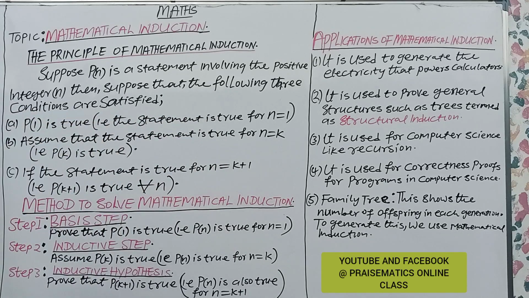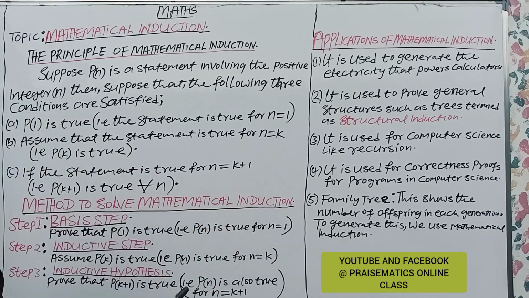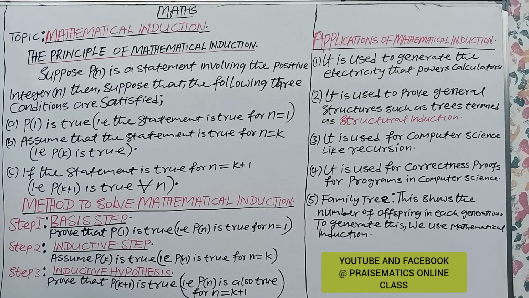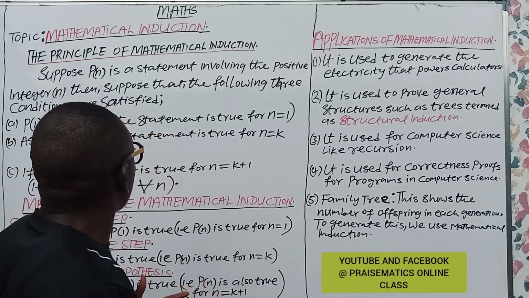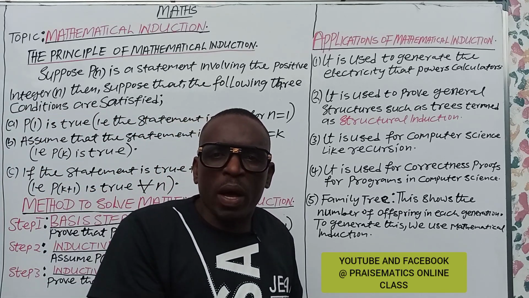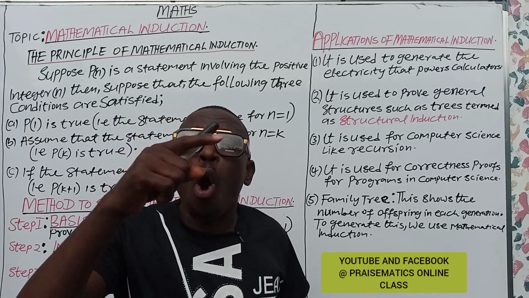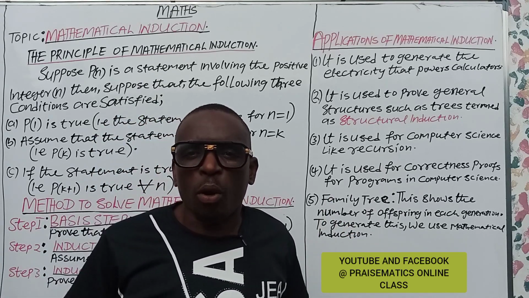C. If the statement for n equals k plus 1 is true, then P of k plus 1 is true for all positive integers n, or for all natural numbers. So if the statement for n equals k plus 1 is true, automatically P of k plus 1 is also true for all positive integers n, or you can say natural numbers.